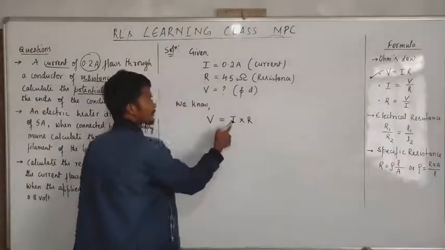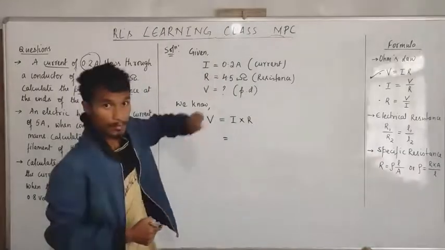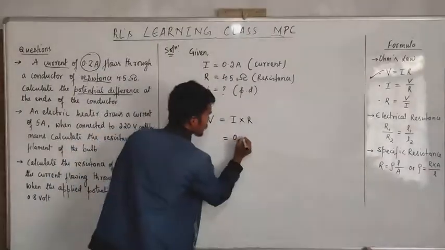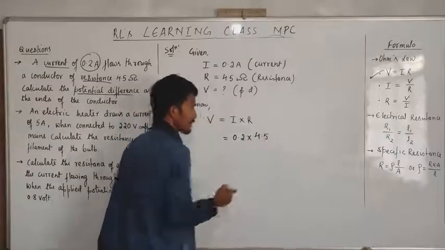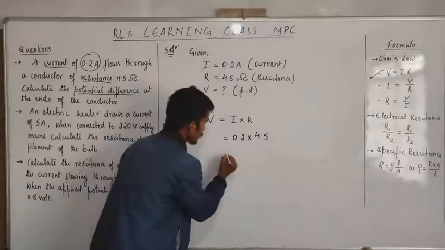Then you already have the value of I. What's the value of I? It will be 0.2, and right here 0.2. Then R is 4.5. Then you got how much?